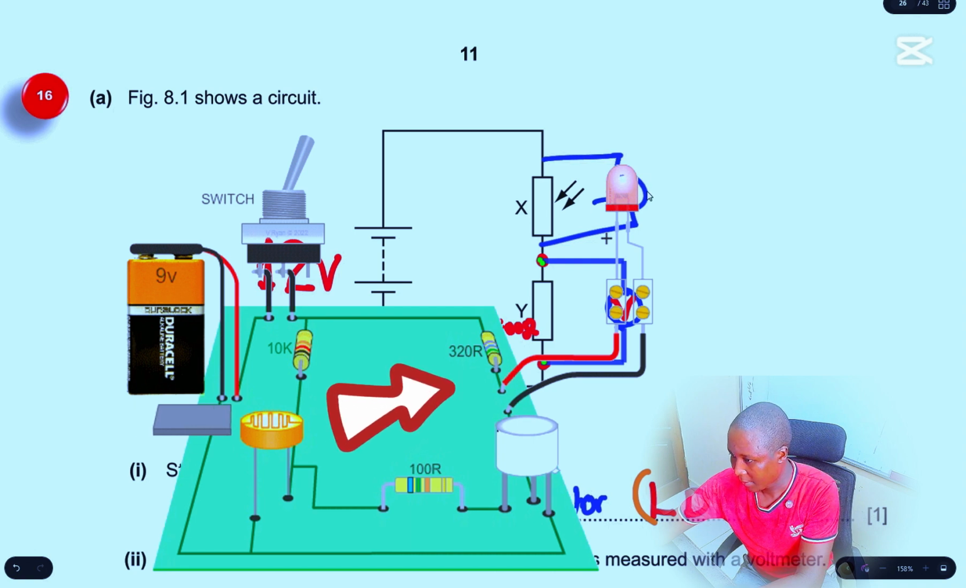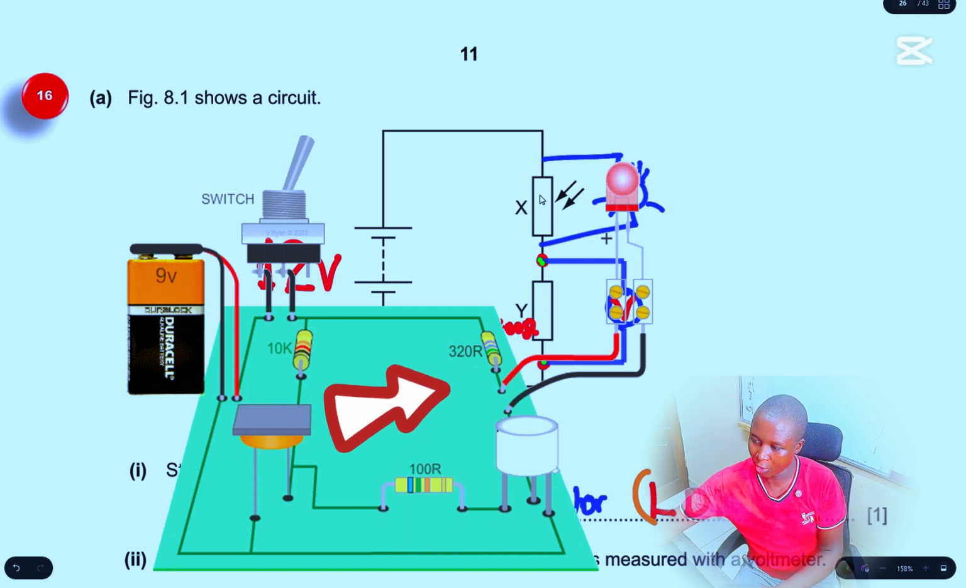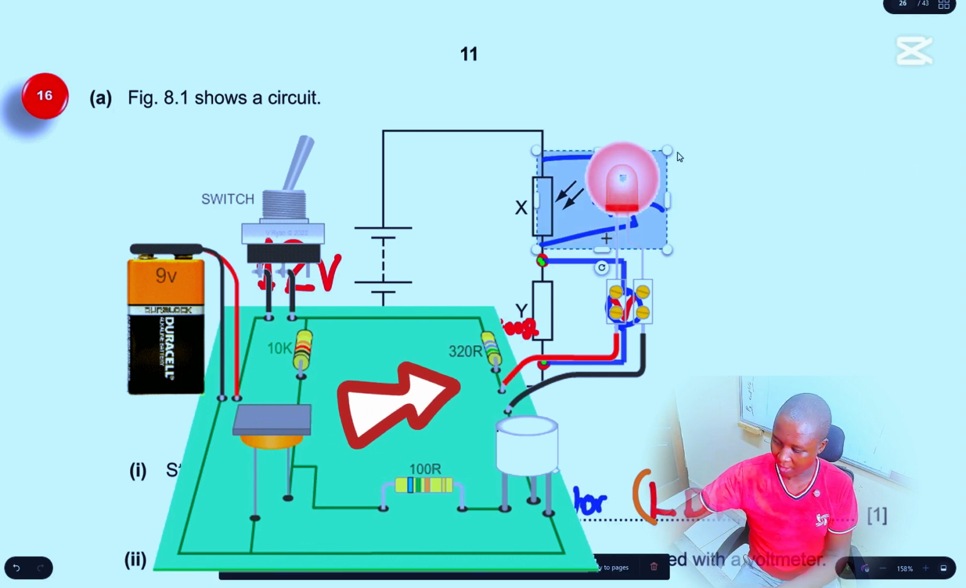so that at night there will be high resistance, so there will be a lot of potential drop here. So this bulb is going to do what? It is going to light.